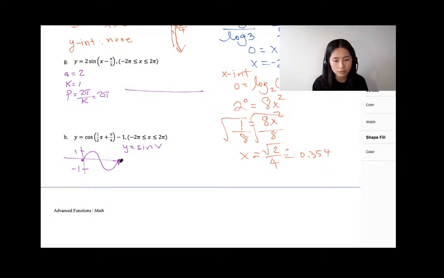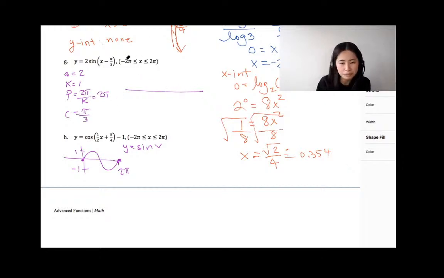So one period for sine x is actually 2 pi, right? So in that case, when we're drawing this, because we know that x is equal to pi over 3, our c value is pi over 3. We're going to have pi over 3 somewhere, right?